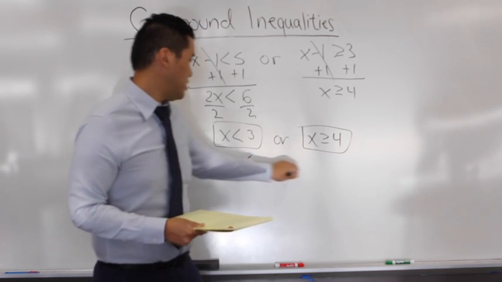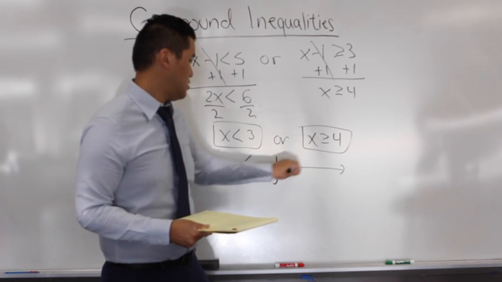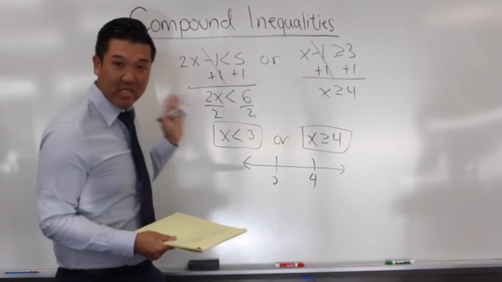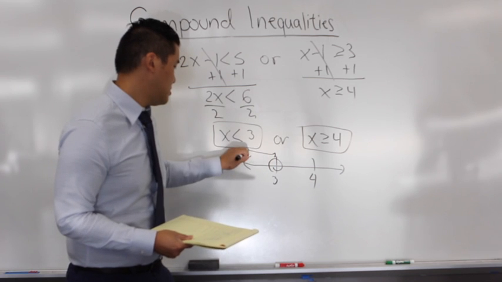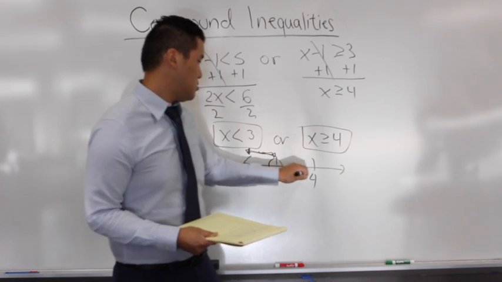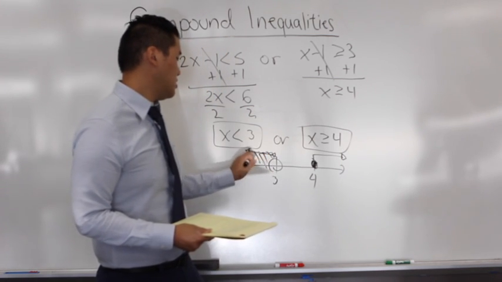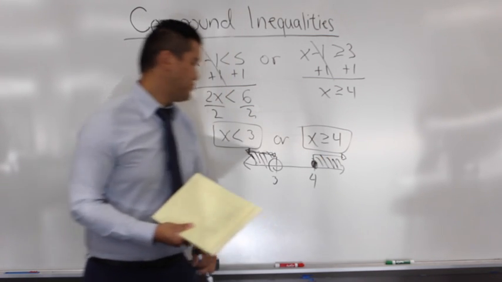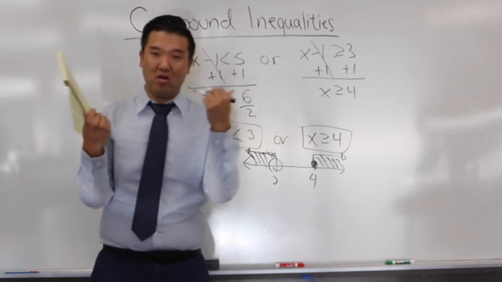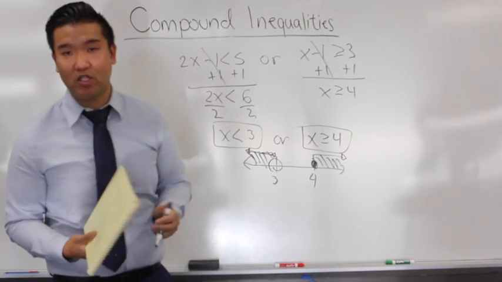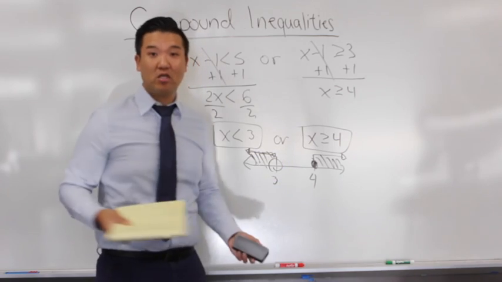So your answer is less than 3, open dot, or greater than 4 or equal to 4, closed dot. So my answer is anything here. Usually OR statements go away from each other. Not always, there are those special cases. But check your answers. Let's get ready for our advanced level.